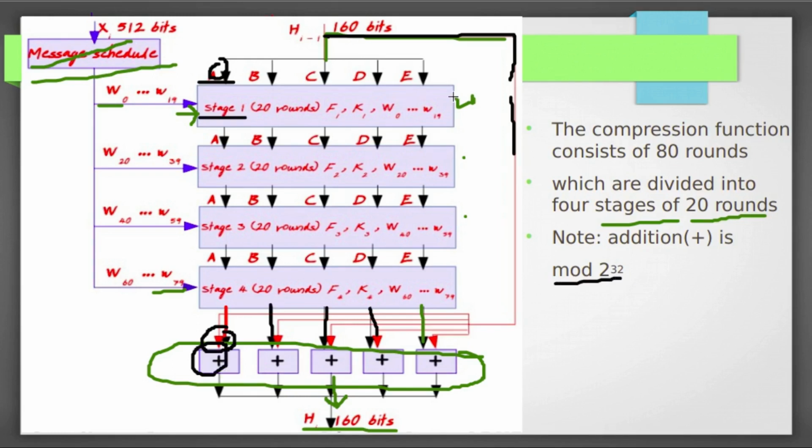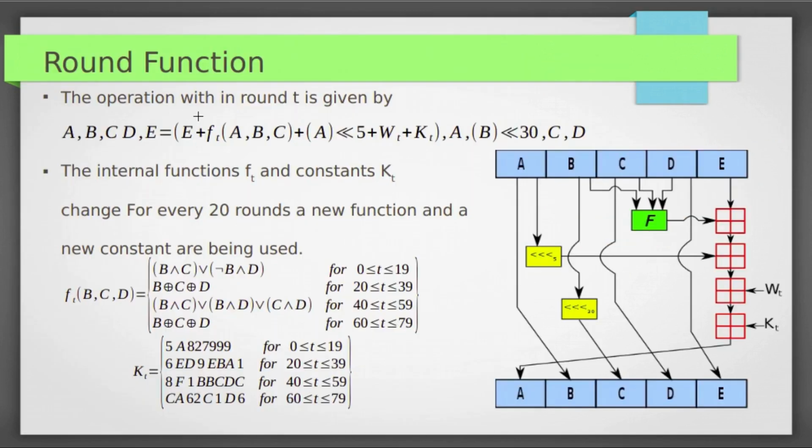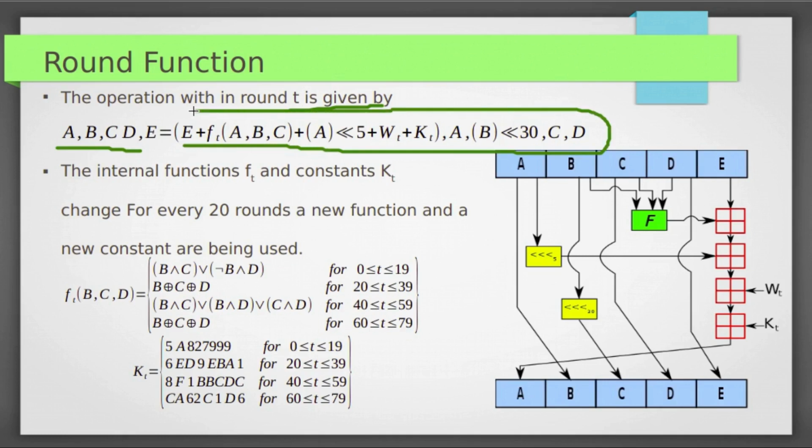In this stage 1 you have 20 rounds. Round 1, 2, up to 20 rounds will be there within this first stage. Let's see how each round will work. The operation within round T is given here. The buffer register values A, B, C, D, E are calculated based on this formula. To understand this, let's see this diagram.